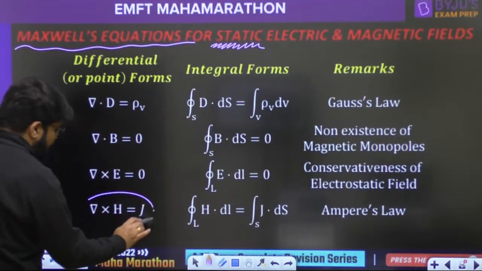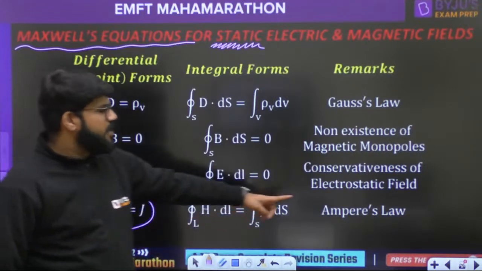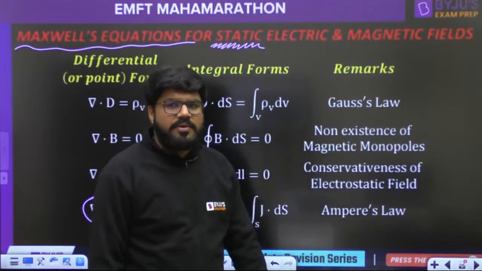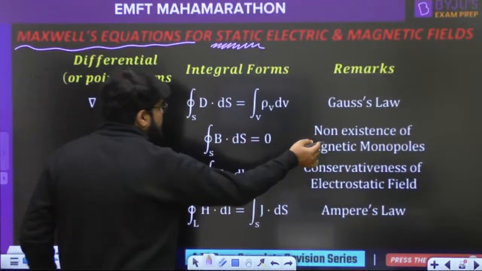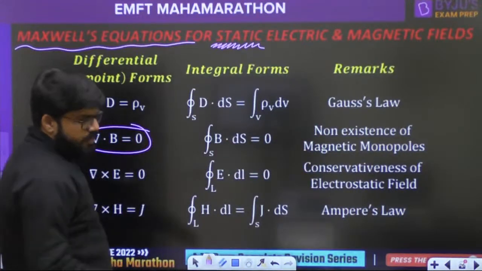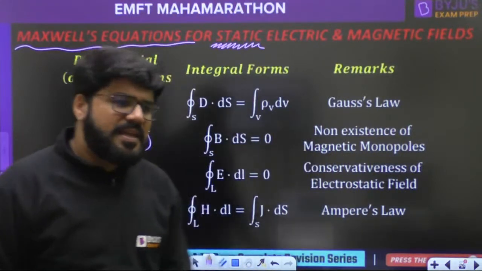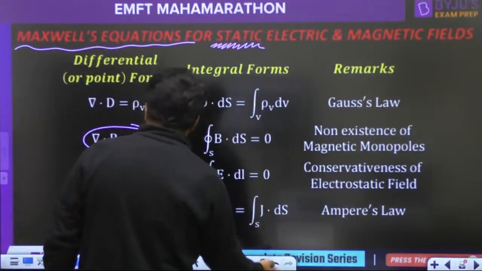Then next we saw today del cross H equal to J, which is related to Ampere's law. And finally, because of the non-existence of magnetic monopoles, del dot B equal to 0. These are the four Maxwell's equations for static fields.